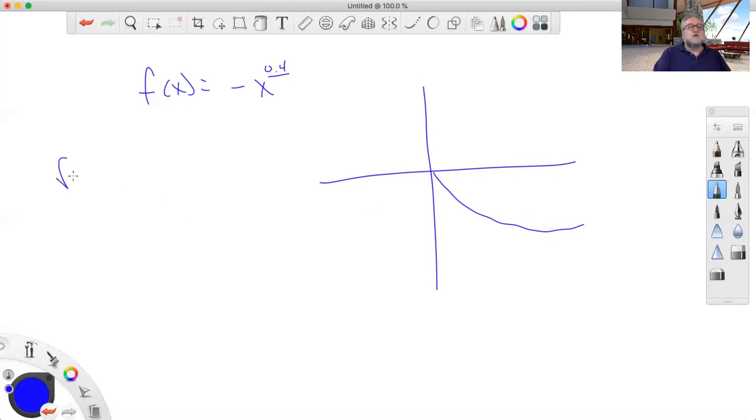Let's do f of x equals x squared. Let's see, let's follow the rules. So the coefficient is 1, which is positive, so it's in the upper half. n is greater than 1. It's going to be like that. Okay.